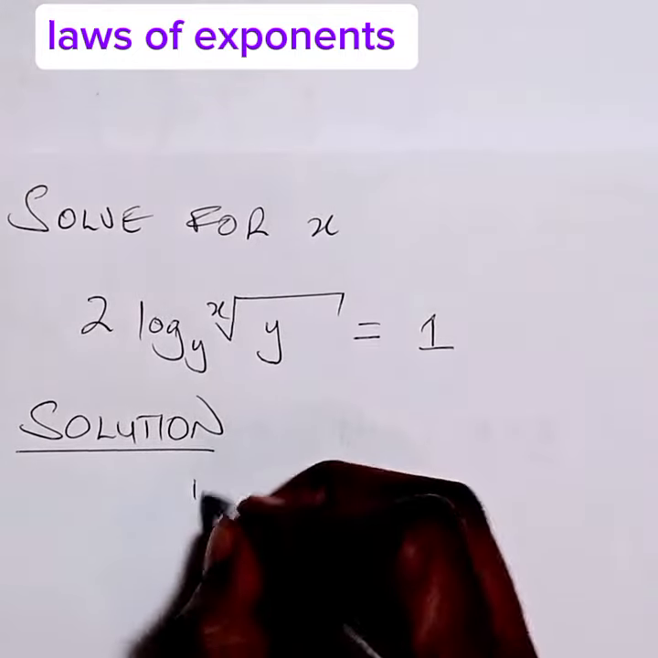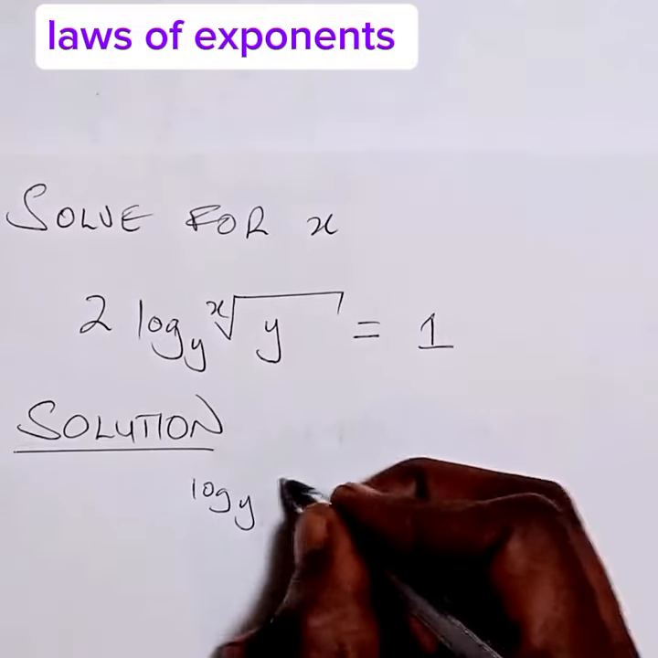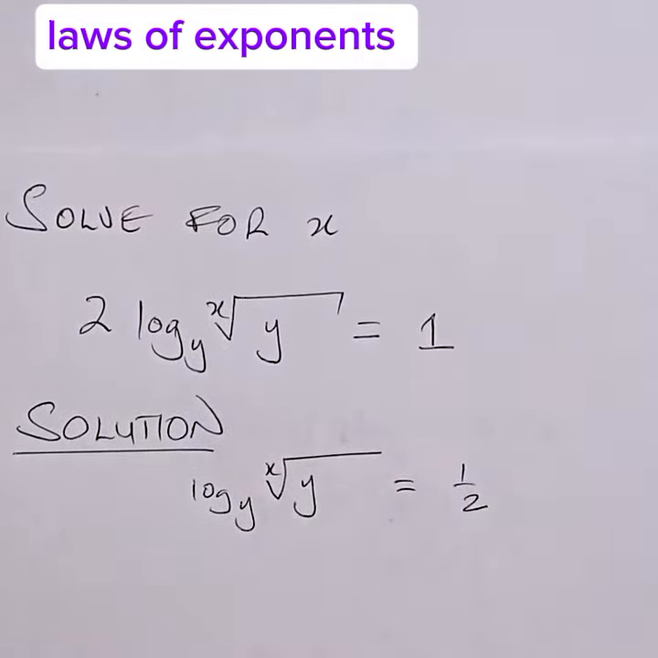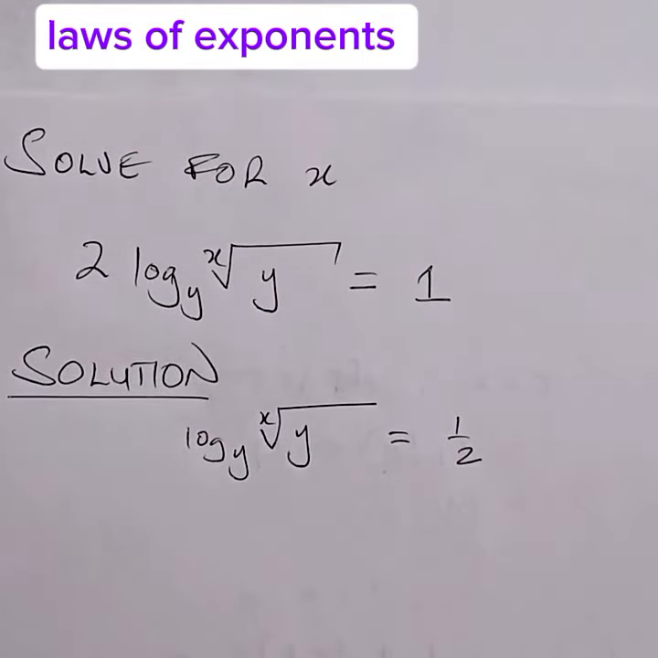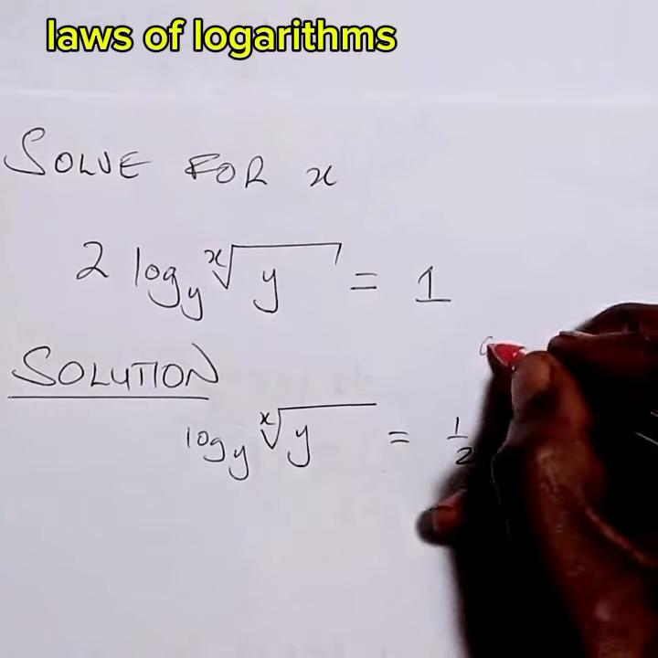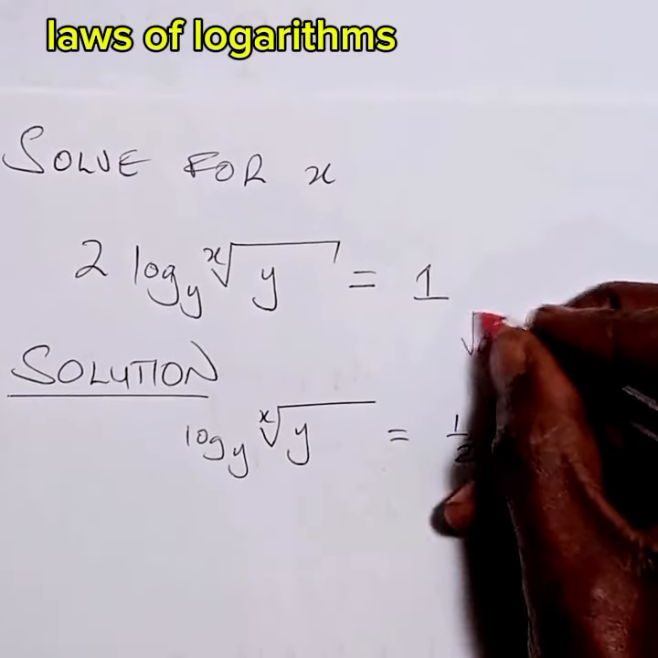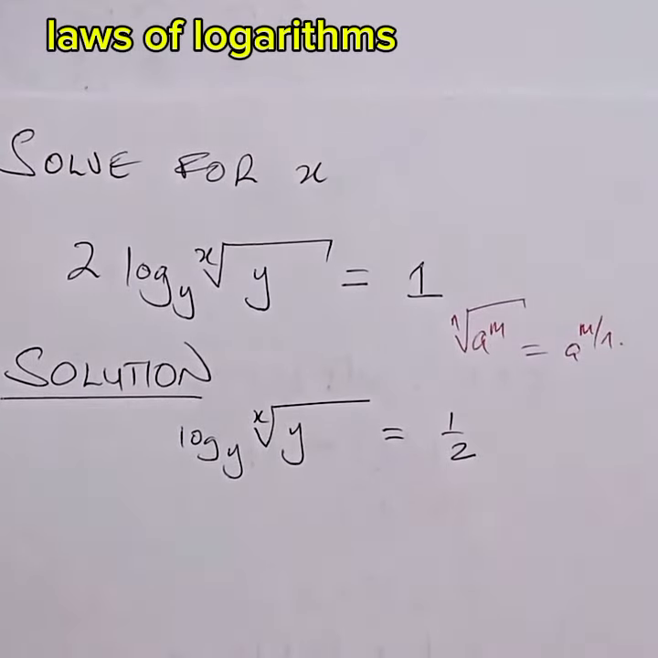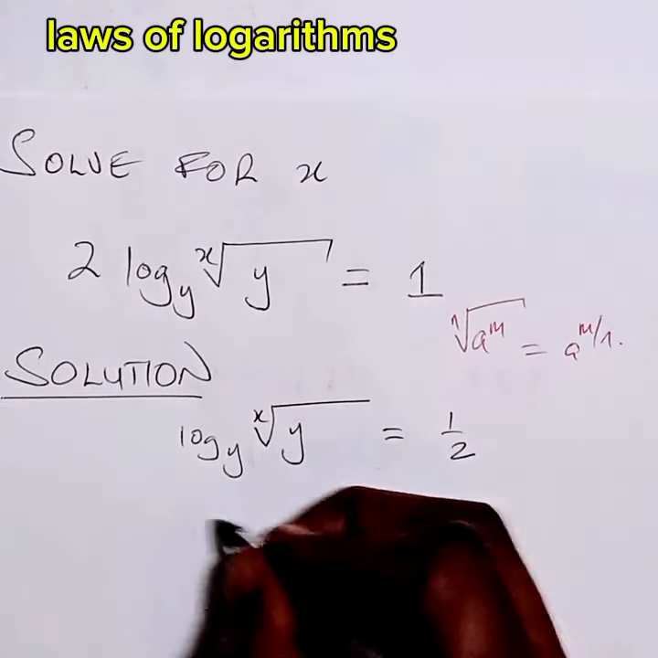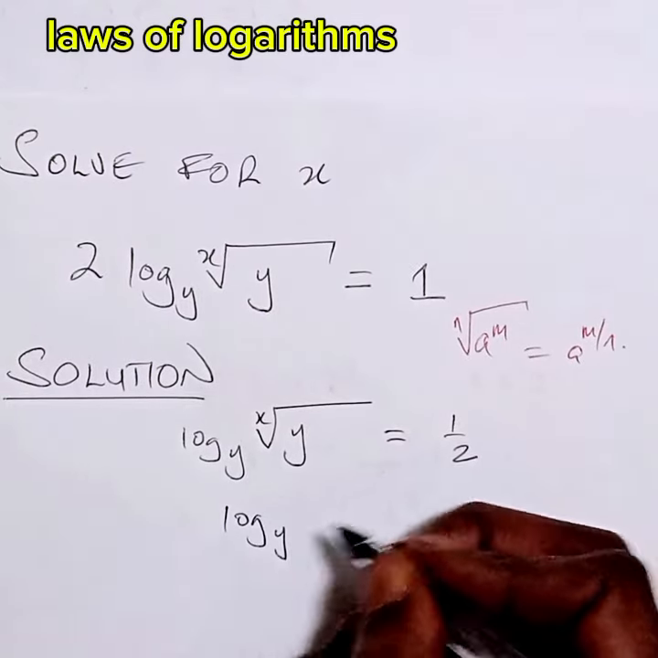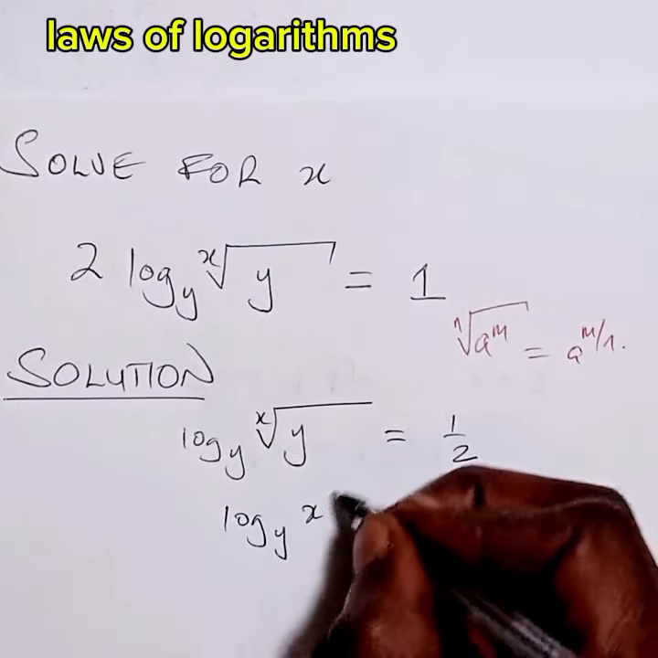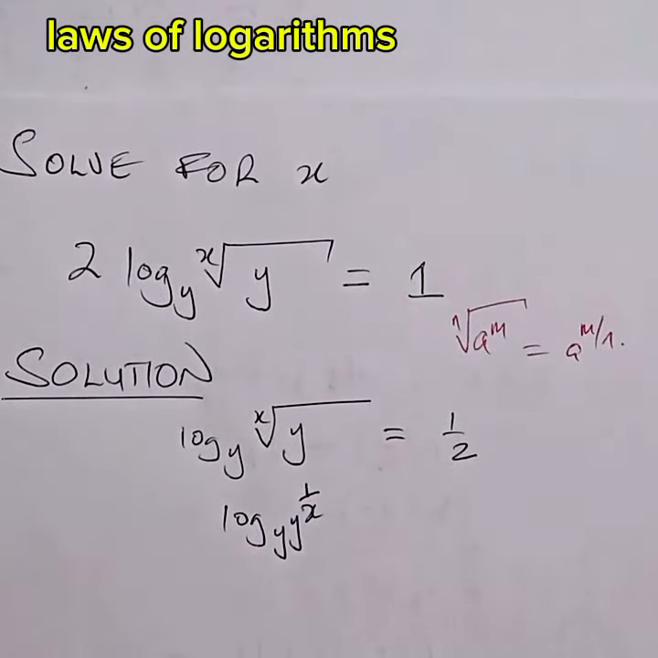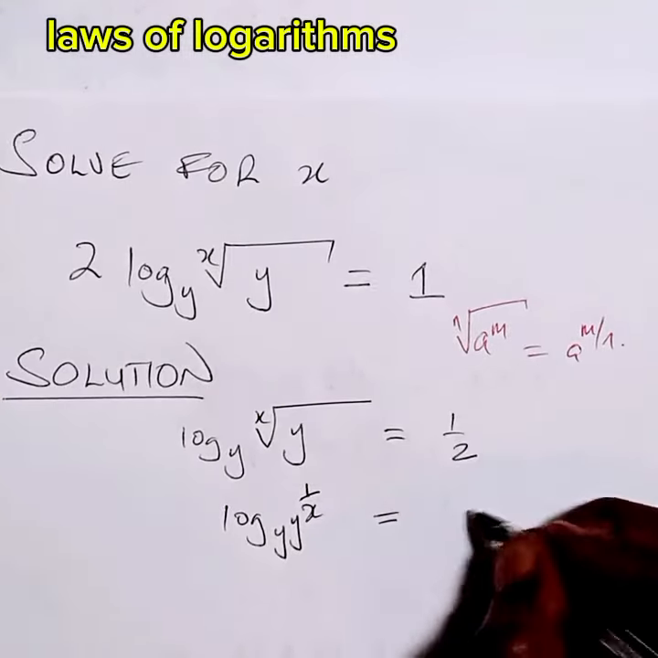So I'll be having log y, the x root of y is equal to 1 over 2. Now, you know from the laws of exponents, there's this law that says a to the power of m, the nth root of that gives you a to the power m over n. So I'm just going to use it right here. So I'll be having log y, then x, then y to the power 1 over x, like that. Log y, then y to the power 1 over x, giving us a half.